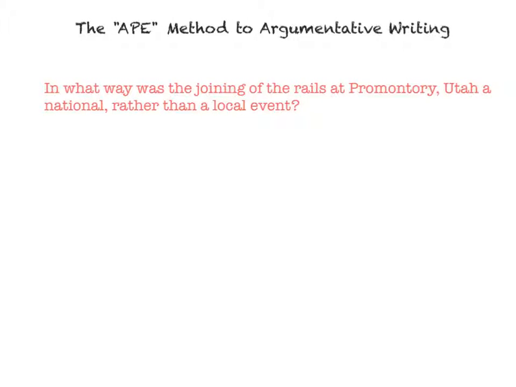So first things first, let's take a look at a question that we are going to answer today using the APE method. In what way was the joining of the rails at Promontory, Utah a national rather than a local event? That's my question. The first step in the APE method is I have to answer the question. So let's go ahead and do that now.